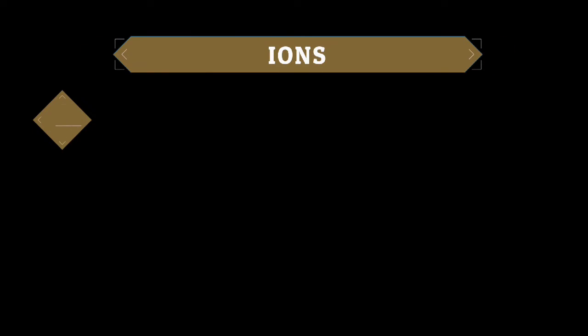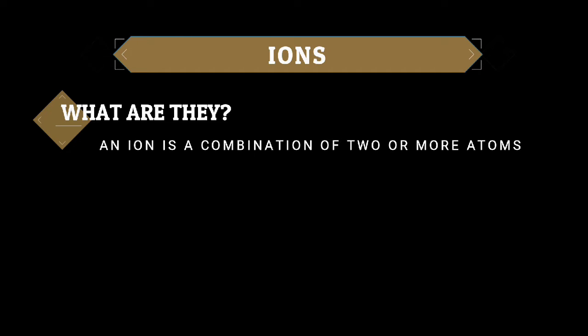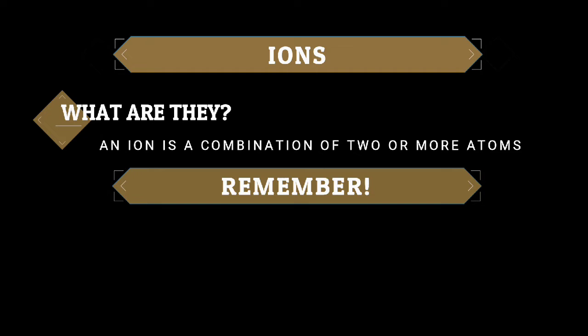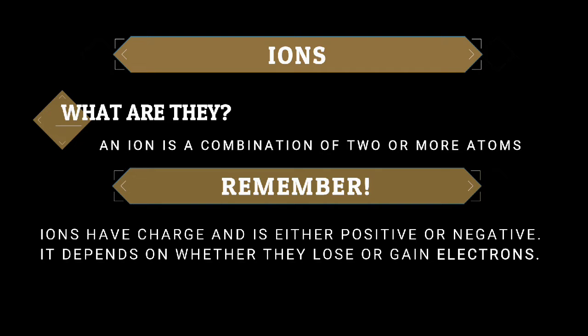Let us now talk about ions. What is an ion? An ion is the combination of two or more atoms. And one thing you should know and remember about ions is that ions have charge. They are either positively charged or negatively charged, depending on whether they lose electrons or gain electrons.